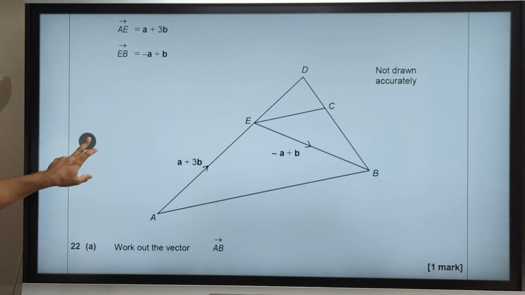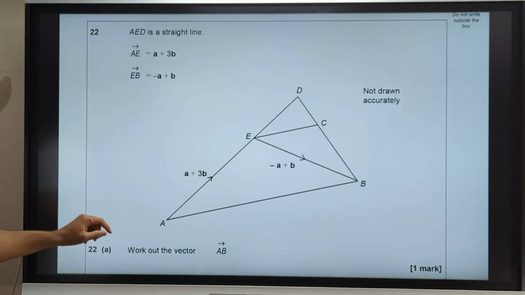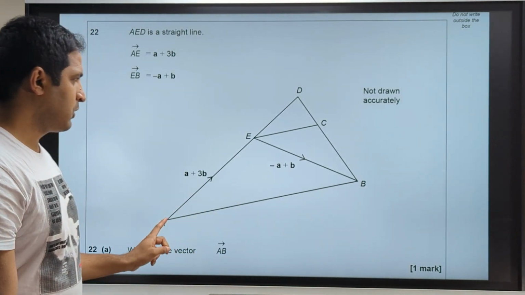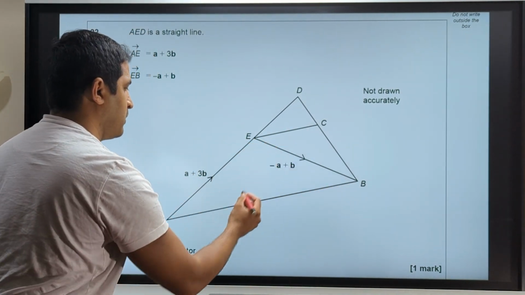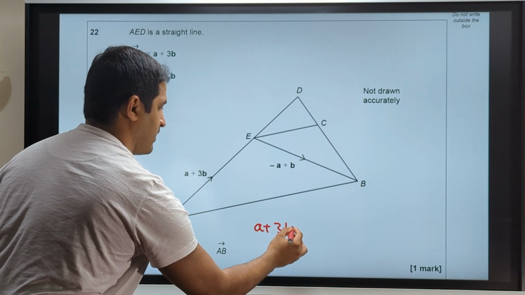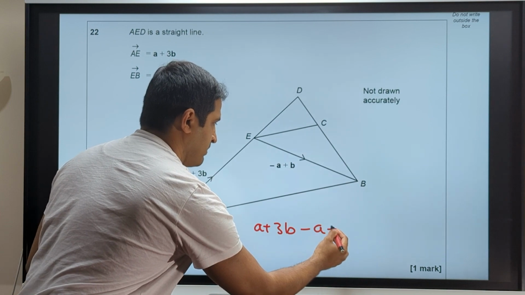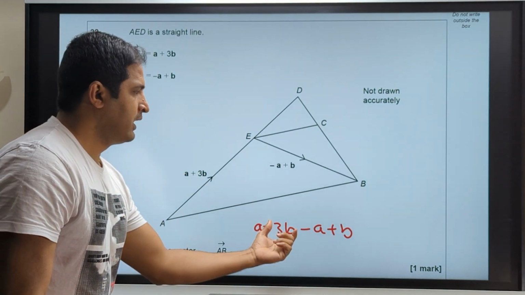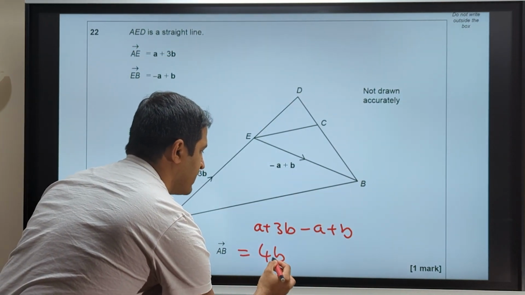Work out the vector AB. Now I need to make it slightly smaller so you can fit the question in. Work out the vector A to B. So go from A to B: I can go A to E and then E to B. That's what I need to do. So A to E is a plus 3b. And then E to B is minus a plus b. So a and minus a gives you 0, 3b and b gives you 4b. So vector AB is actually the same as 4b.